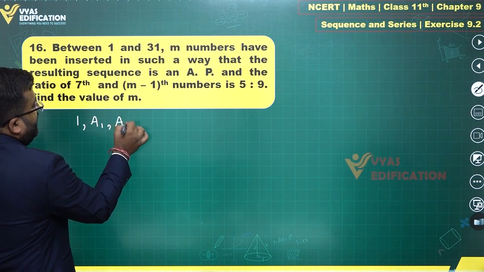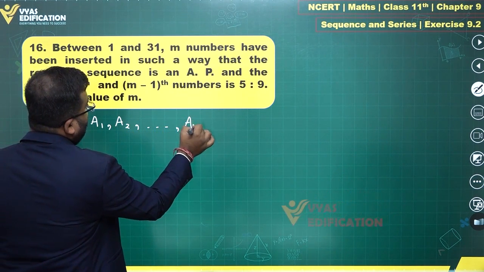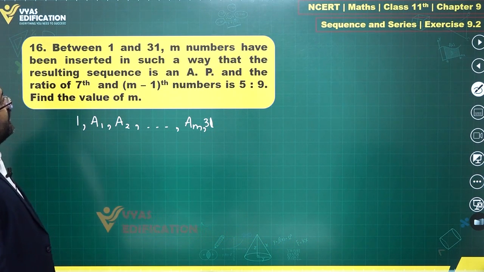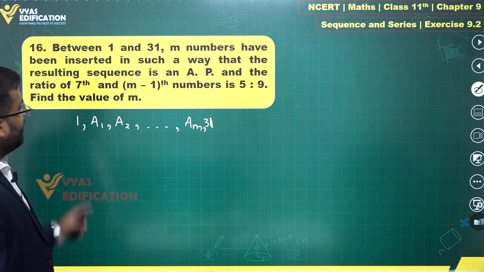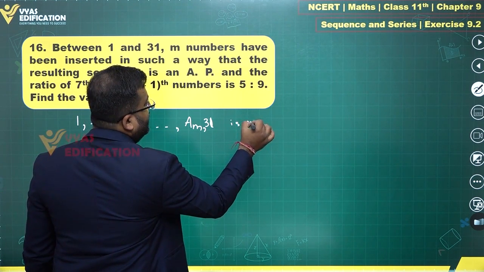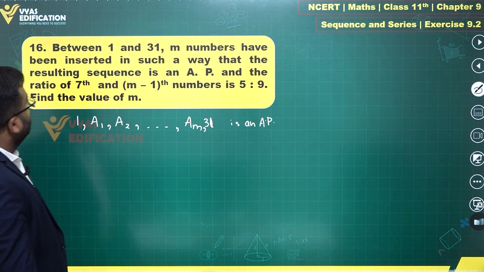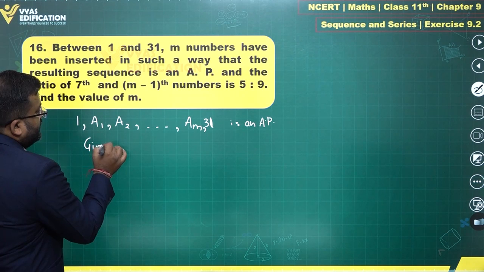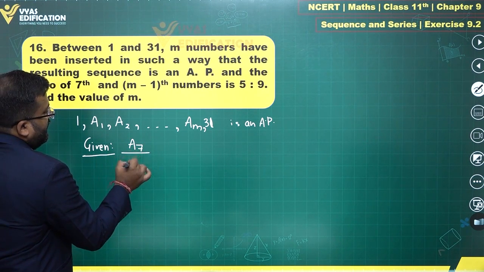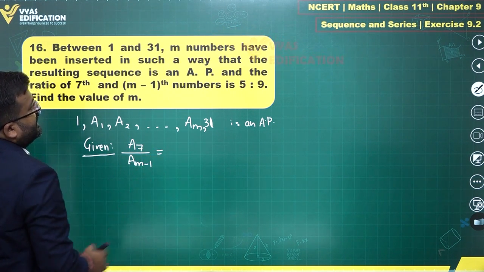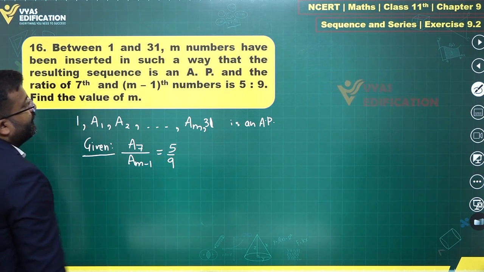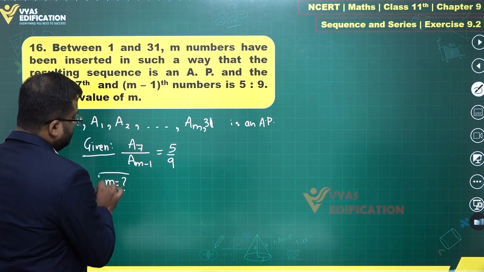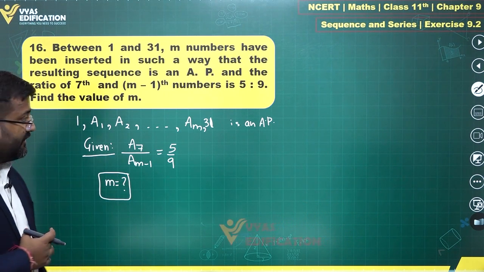Let's call them a1, a2, ..., am, and you have 31 after that, right? This is what you have. The resulting sequence is an AP. And the ratio of the 7th number and the (m minus 1)th number, a7 upon a(m minus 1), is equal to 5/9. Find the value of m. Okay, that's something which is there.